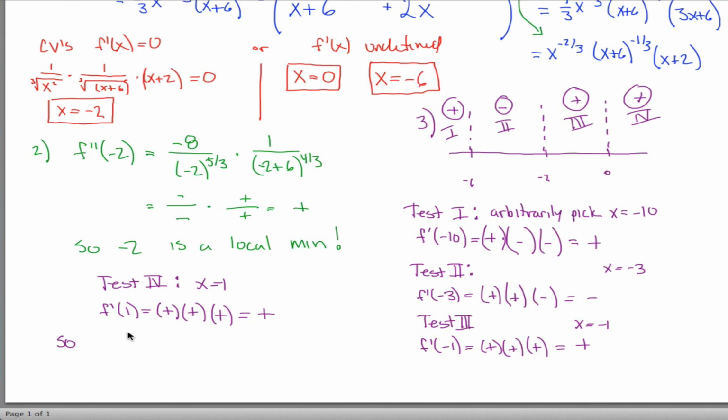-6 and 0 were the other two I wanted to figure out. At -6, it used to be going up, now it's going down. Sounds like a local max to me. What about 0? It used to be going up, now it's going up again. That's not a maximum or a minimum. X equals 0 is neither. Because I put an exclamation point there, I guess I should put them there too.